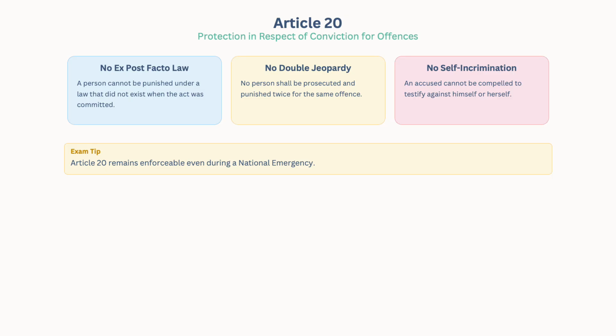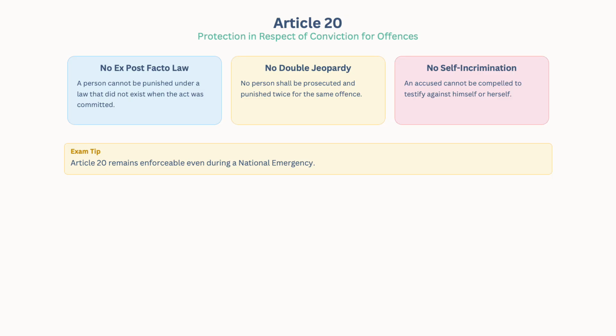Sometimes a person in jail is forced to make remarks incriminating themselves, so to protect against forceful self-incriminatory remarks, the Constitution made the no self-incrimination rule, clause 3. You cannot be forced to testify against yourself. That's the meaning of no self-incrimination.